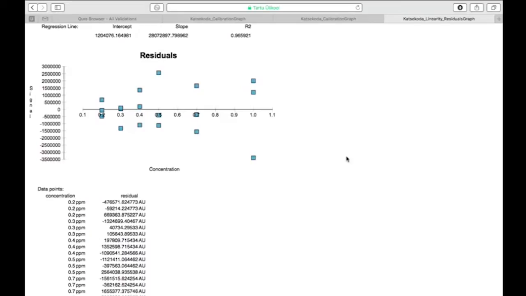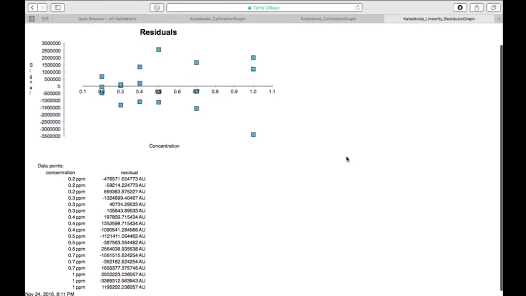And here we can also see that the residuals are randomly placed below and above 0, and we can use our calibration graph in this region from 0.2 to 1 ppms, and we can also see the absolute residuals values here. So this was the short introduction to evaluation of linearity in the VaLChrom validation program.